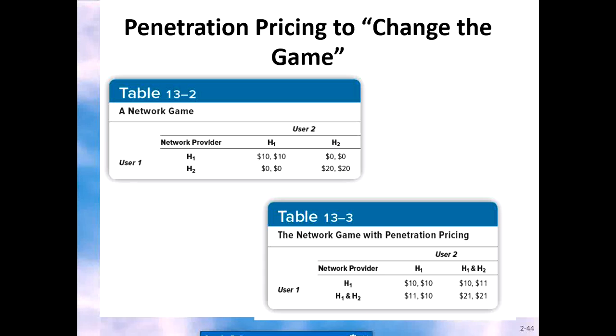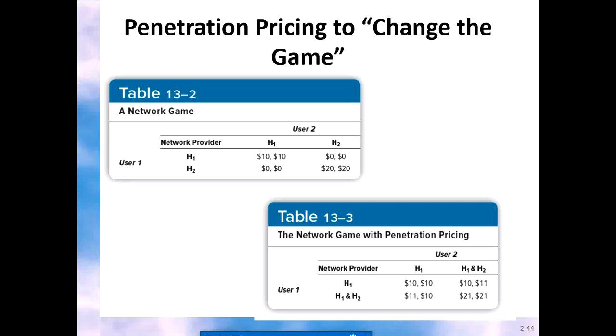In this case, each consumer has an incentive to try the new network since the choice H1 and H2 is a dominant strategy for each user. So this is the first. Second, now, if consumer 1 chooses H1 and user 2 chooses H1 and H2, both of them, because that provides only $1, right? So consumer 1 gets 10, consumer 2 gets 11. If both of them use H1 and H2, they will get 21.